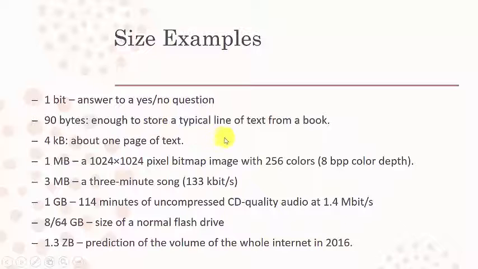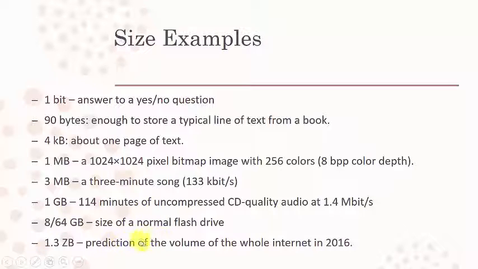Now, if you have a line of text from a book or an article you have written, and you check the volume of space it has occupied, it's about 90 bytes. A whole page of text, maybe double line spaced, one A4 size page, is about 4 kilobytes, and an image is about 1 megabyte. So all of these are some examples of sizes.